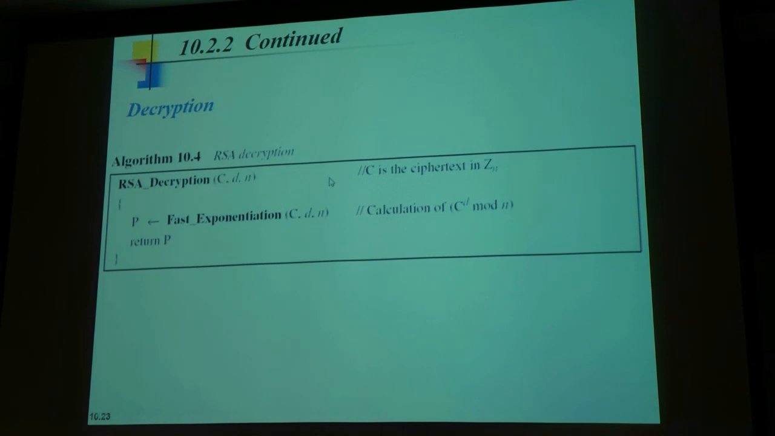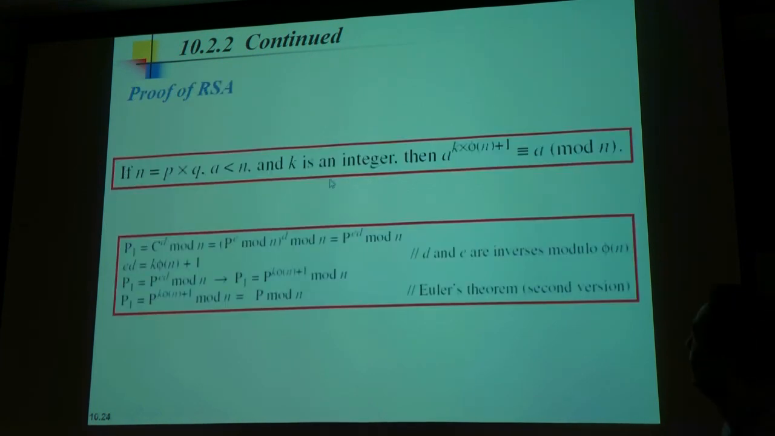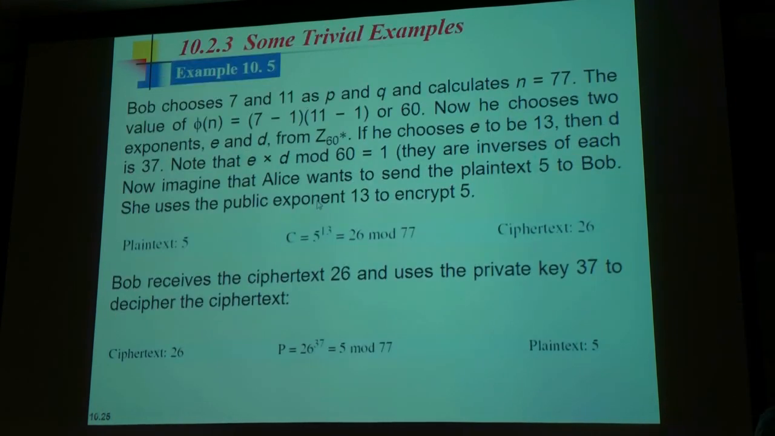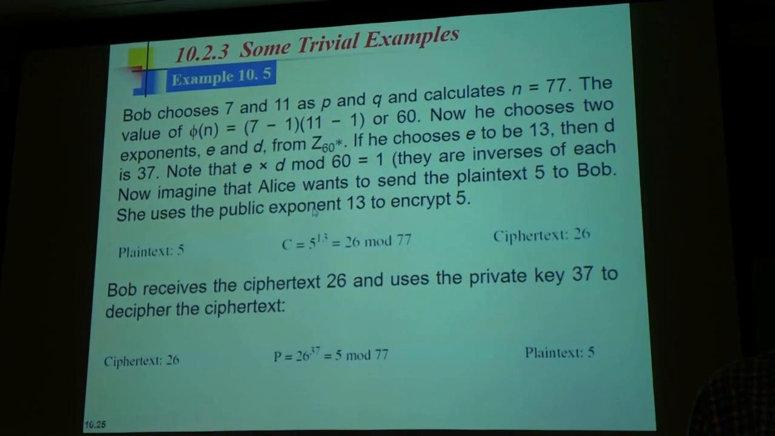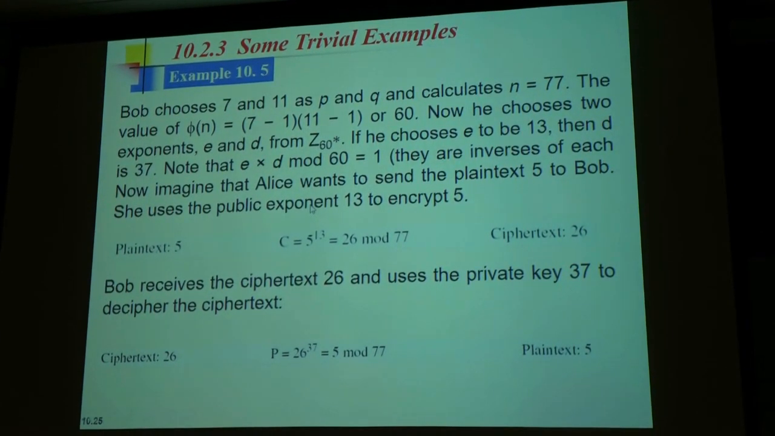Let's take an example. So Bob chooses 7 and 11. Is 7 a prime? Yeah. 11 prime. These are P and Q. And he calculates N. What is N? P times Q. How much? 77. Clear? The value of phi n, what is phi n? 7 minus 1 times 11 minus 1, how much? 60. So now he chooses two exponents, E and D.